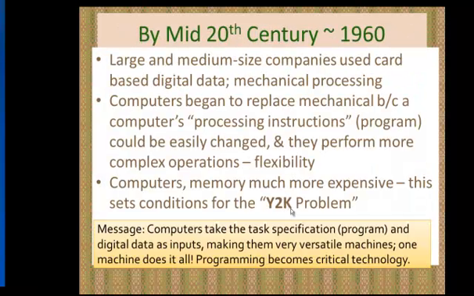By the mid-20th century, around 1960, large and medium-sized companies used card-based digital data for mechanical processing. IBM was really big on this. And then computers began to replace the mechanical because the computers could process instructions. They could be programmed. So you could either build one mechanical device that served one purpose, or have a computer that could be doing counting for many things and reading punch cards for many things just by changing the program. More flexible.